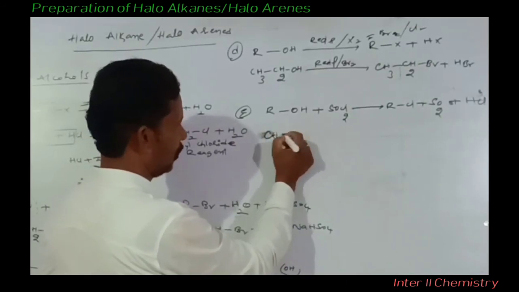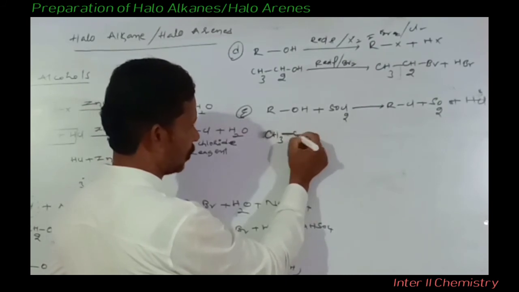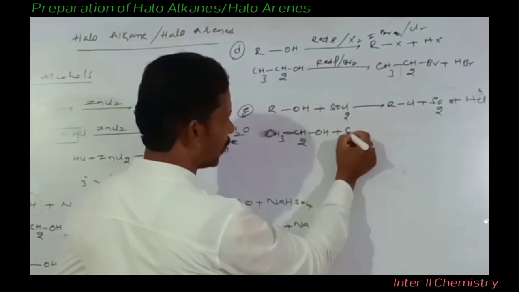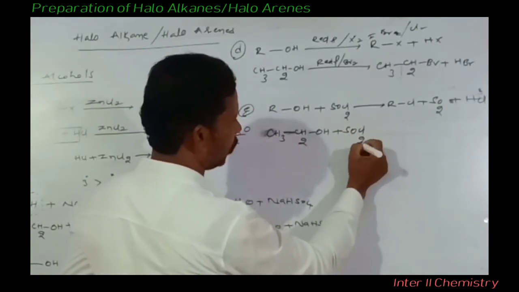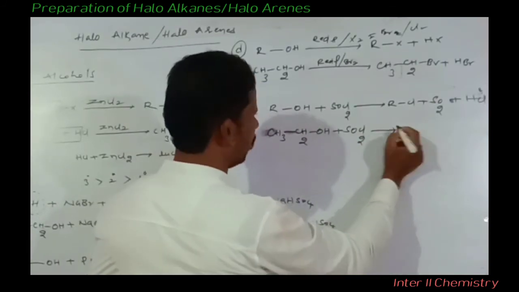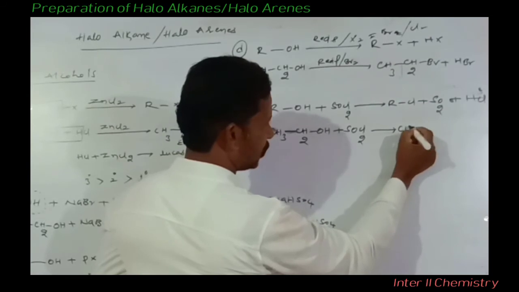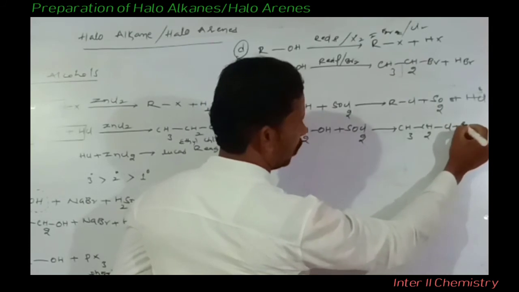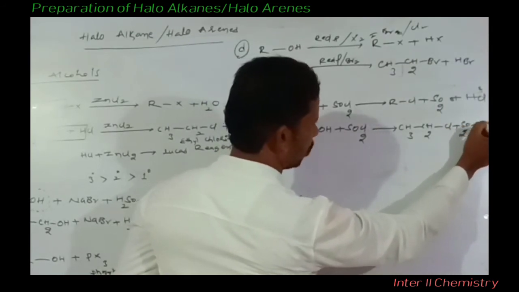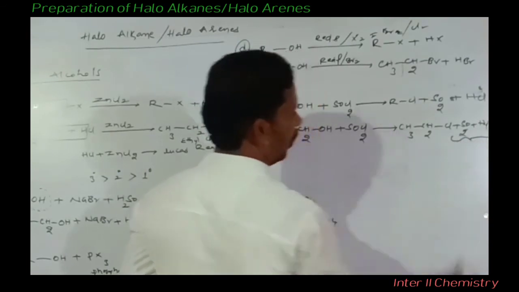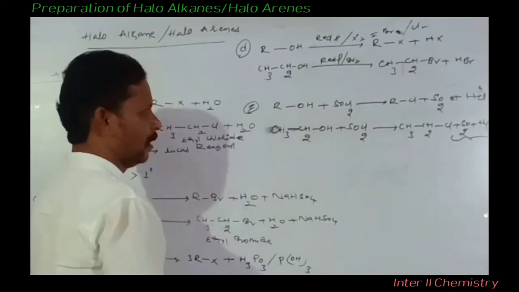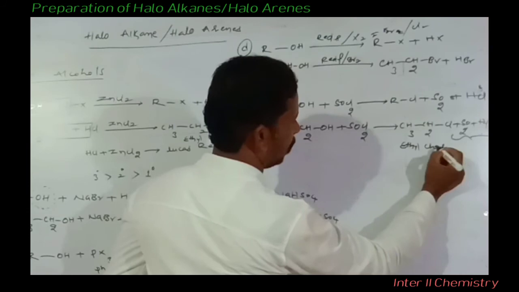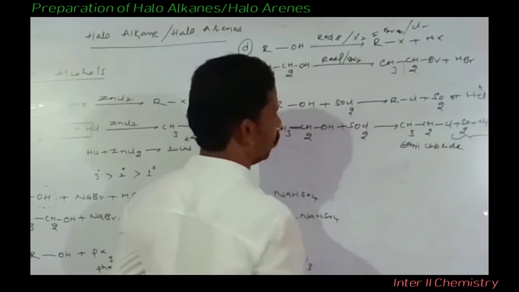Consider CH3CH2OH, ethyl alcohol, reacting with thionyl chloride, SOCl2. What can we write here? The same as this: CH3CH2Cl plus SO2 plus HCl. These two are released easily outside from the container. So that's why the ethyl chloride is very pure.